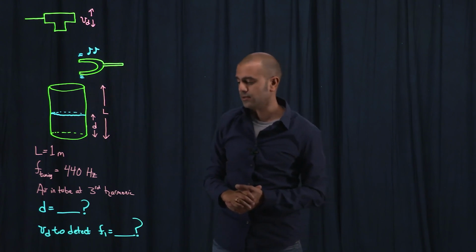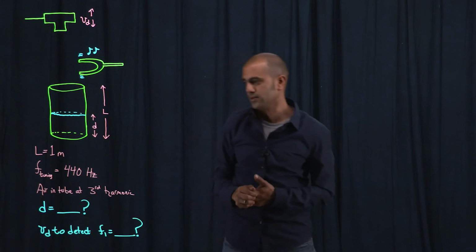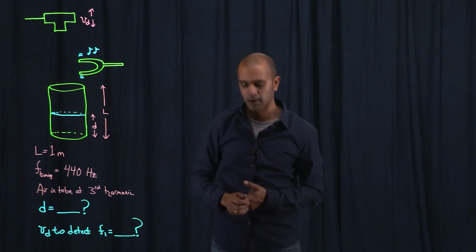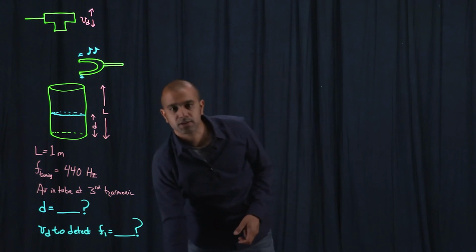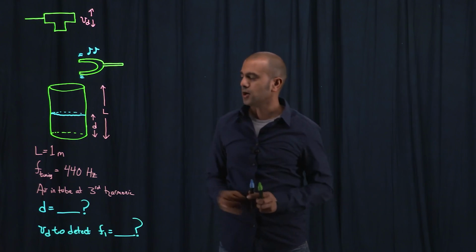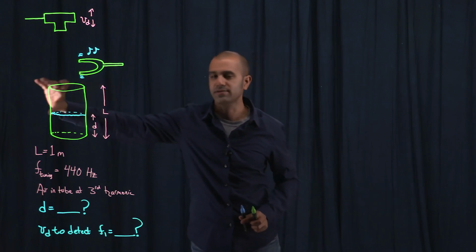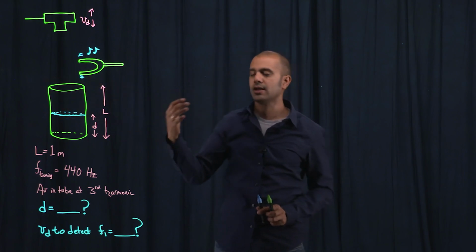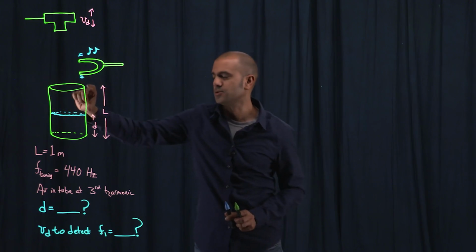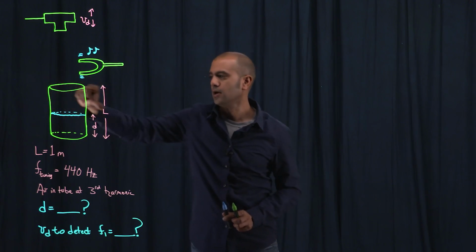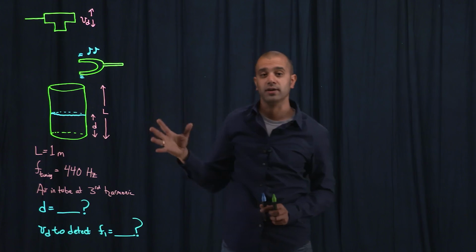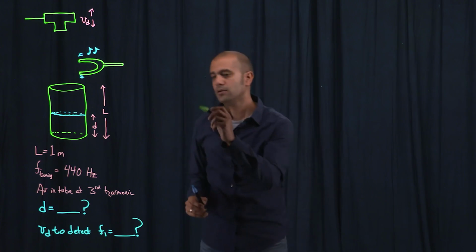Let's go ahead and solve the first part of the problem, which asks us to find the depth of water necessary to get the standing wave inside of here at the third harmonic. So what I'm going to do is draw out a couple of possible standing waves inside of here. And we're going to use that to get a relationship between this distance, which is the distance between the top of the air tube and the water depth, and the wavelength of the standing wave inside.